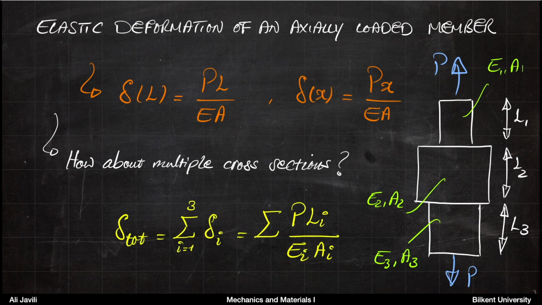And if you do that now for each part, you use this formula, so you get P_i L_i over E_i A_i. And then if you sum this over i, you would get the total deformation delta.